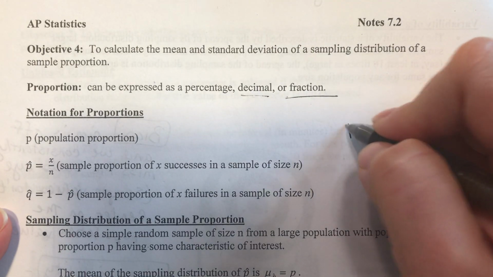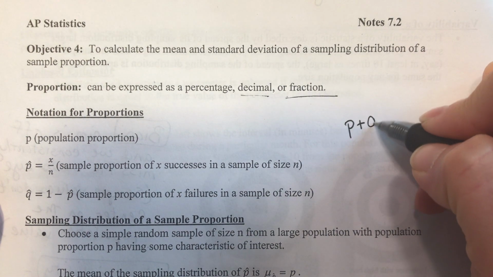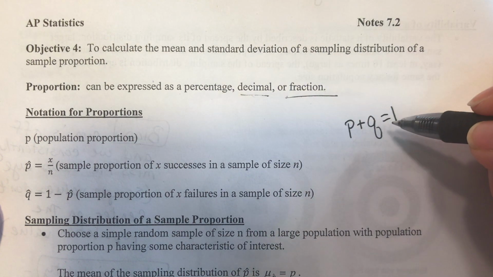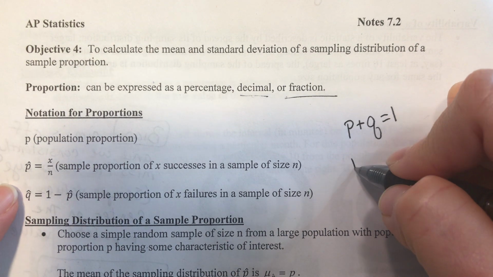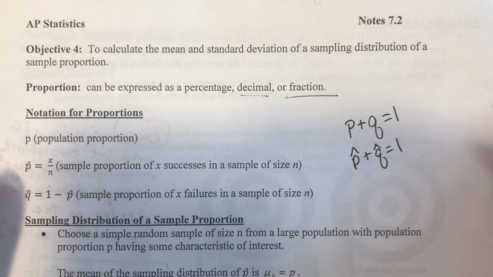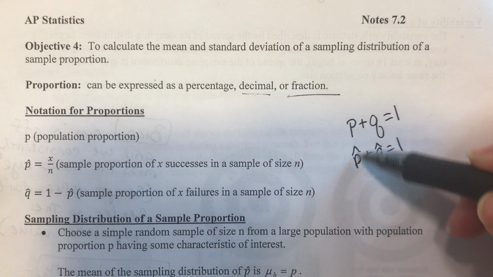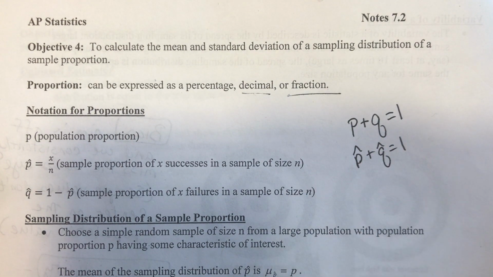So a note you want to make: if you have P, the population proportion, that plus Q add up to 1. All right, so for population proportions, it's P plus Q is equal to 1. If it's sample proportions, then it's P hat plus Q hat equal 1. So the appropriate P adds with the appropriate Q to always equal 1. P is success, what you're looking for in the problem, and Q is failure, what isn't what you're looking for in the problem.